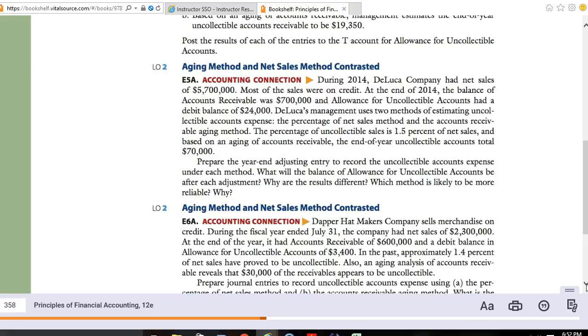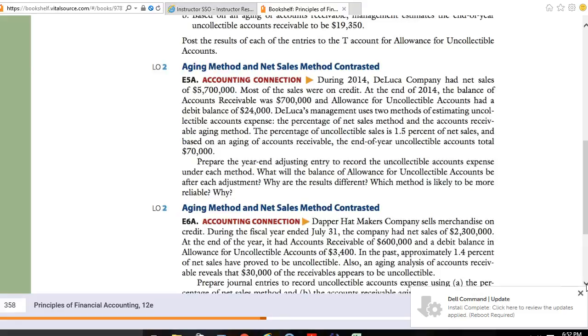E5A says, during 2014, DeLuca Company had net sales of $5,700,000. Most of the sales were on credit. At the end of 2014, the balance of accounts receivable was $700,000, and allowance for uncollectible accounts had a debit balance. Guys, get that? Debit balance of $24,000.